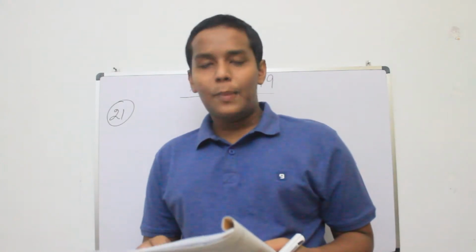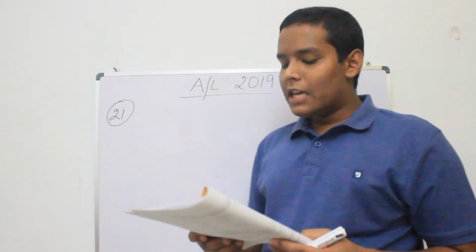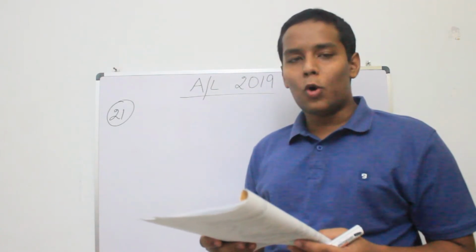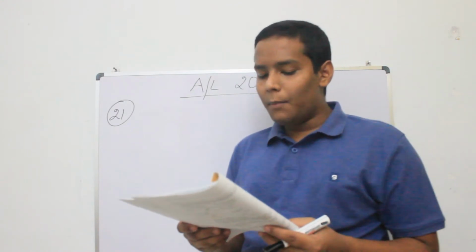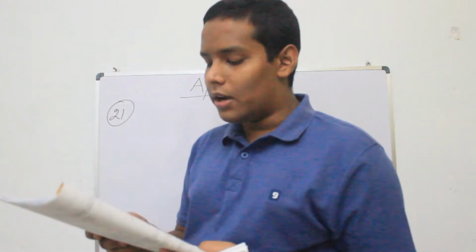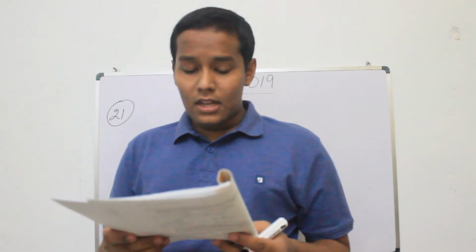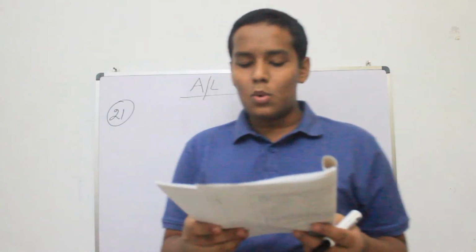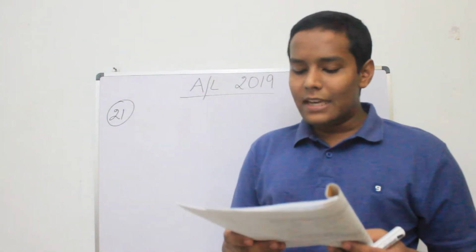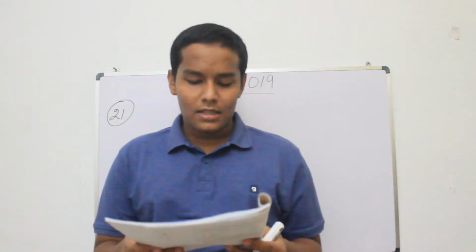Question number 21. A buffer solution of pH 5 was prepared by mixing equal volumes of 0.1 mole per cubic decimeter monobasic weak acid solution and a 0.1 mole per cubic decimeter solution of the sodium salt of this acid. The pH of the resultant solution when 20 cubic centimeter of this buffer solution was mixed with 90 cubic centimeter of 1 mole per cubic decimeter of the weak acid solution.